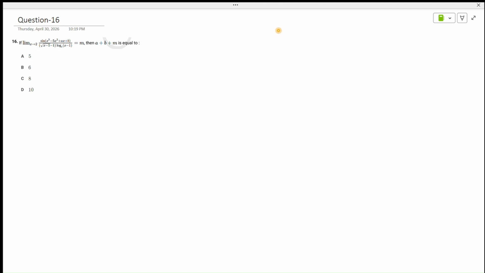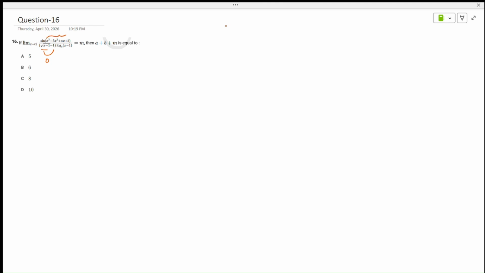If the limit as x tends to 2 of some expression equals m. Now if the denominator is 0 in this limit, the numerator should be 0 because we are getting a finite value for this limit. If we substitute 2 in the denominator, you will get 1 here, 1 minus 1 is 0. That means the denominator is 0 if you directly substitute it. That means the numerator should also be equal to 0.